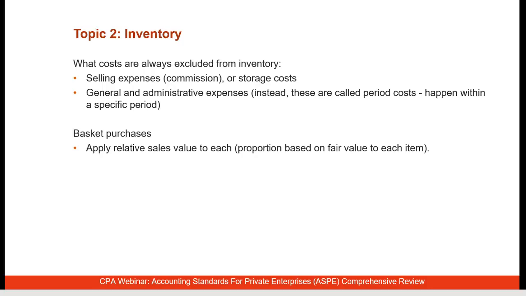And then there's basket purchase. This applies relative sales value, a proportion based on fair value to each item. So if you're buying a basket of things, and there's a fair value attached to each of them, you're going to do that percentage weighting across it, and then you're going to apply that value across the individual basis. Let's say you've got it at a cheaper cost, but you still have to apply the same retail fair value weighting on it.